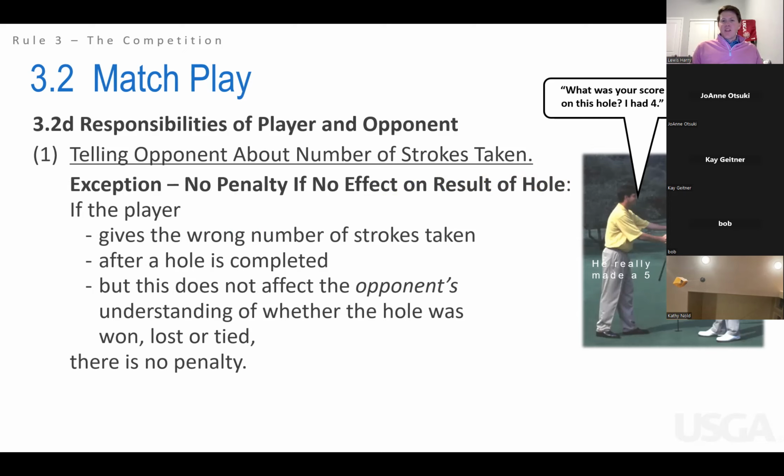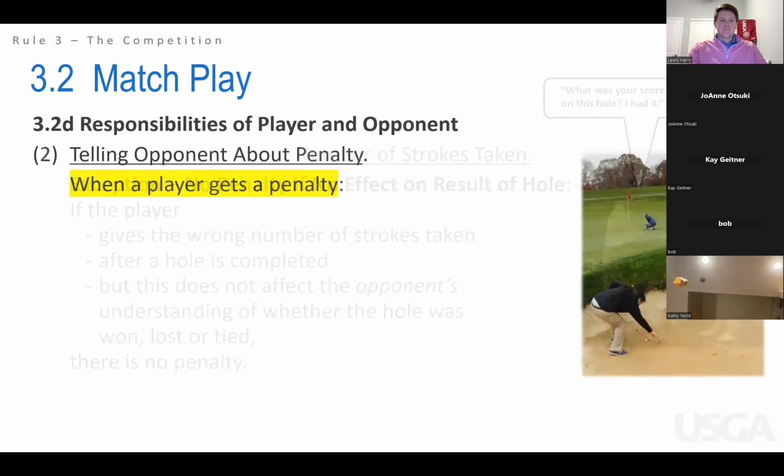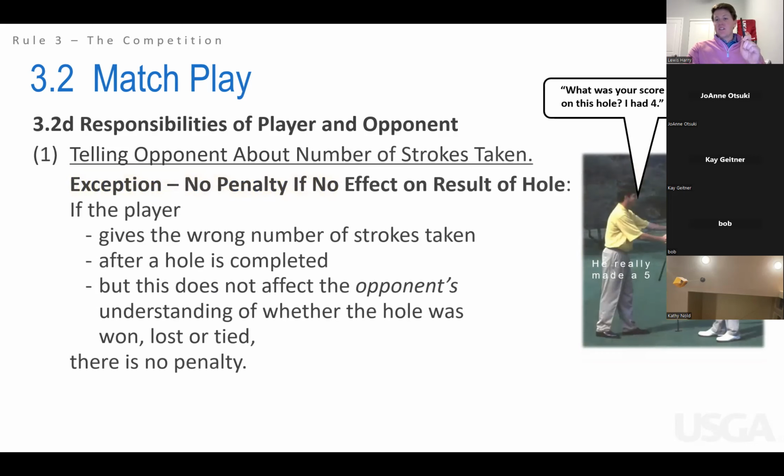Even though it was the wrong information, they still have an understanding that they lost the hole, and that everything has stayed the same. So when there's no effect on the results of that hole or that information being given, we don't have that loss of hole penalty. There's just no penalty in that scenario. Granted, you should still tell your opponent the right number of strokes, even if there is no penalty and there's no misunderstanding. Just tell them the right number of strokes and there's no issue.